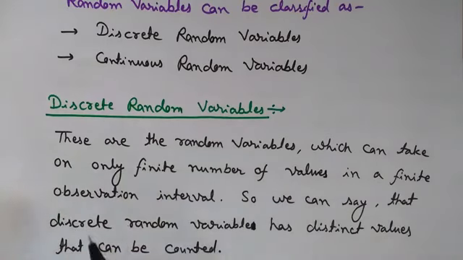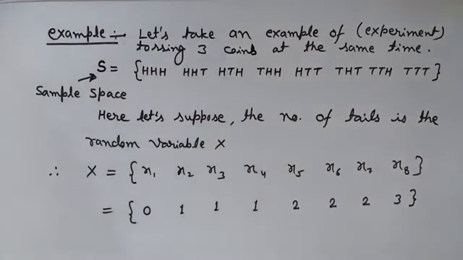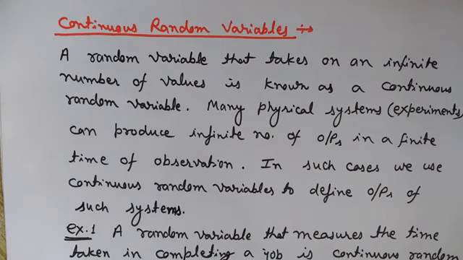So we can say that a discrete random variable has distinct values that can be counted. It is very clear. This is the same example that we have already seen to explain the concept of sample space and random variables. Now we will see the continuous random variable. So it has continuous outcomes.